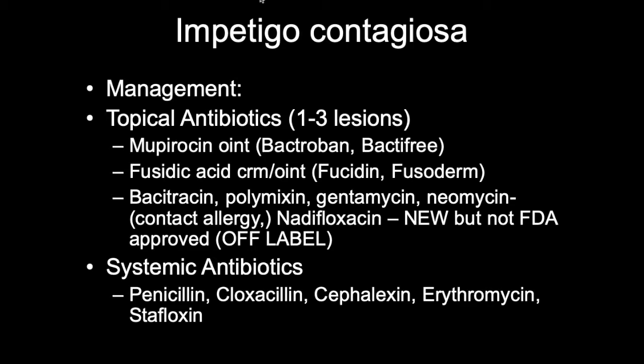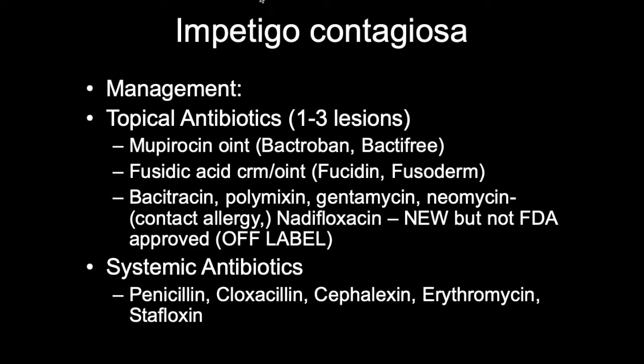The treatment for impetigo contagiosa is as follows. For few lesions, topical antibiotics may suffice. The common topical antibiotics for impetigo contagiosa are mupirocin ointment and fusidic acid. These two topical antibiotics have a very high effectivity rate, as high as 95 to 98%. Other topical antibiotics available locally are bacitracin, polymyxin, gentamicin, and neomycin. The problem with neomycin is that there are reported cases of contact allergy.